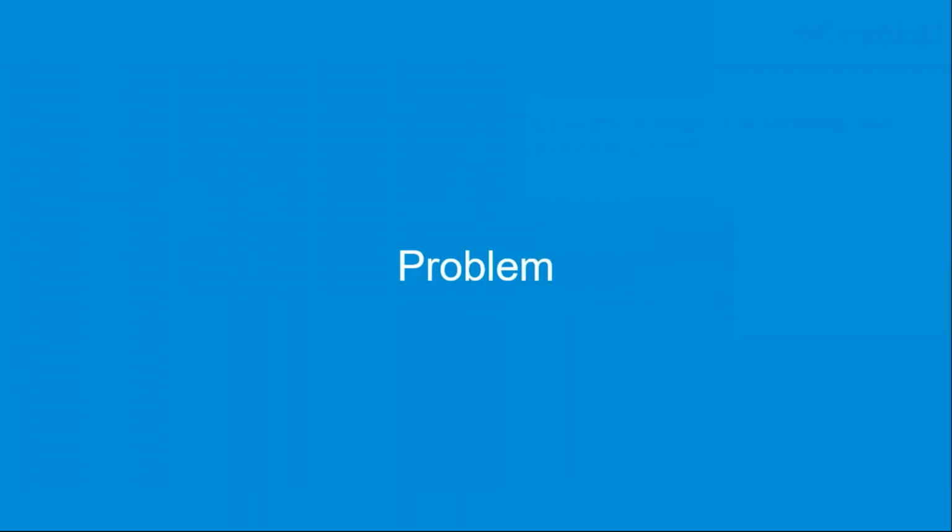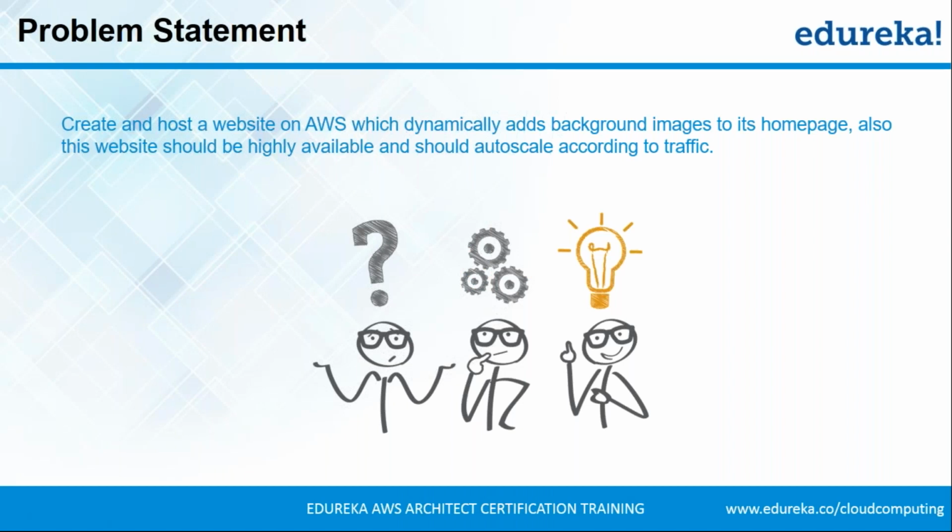So let's move on to the next section, wherein we'll be talking about the problem statement. We'll see the problem statement and see how we can architect or solve it using AWS. So we have to create and host a website on AWS which dynamically adds backgrounds.